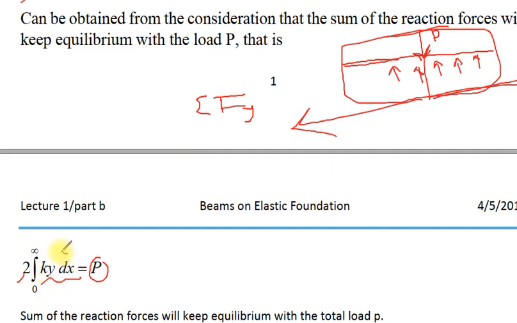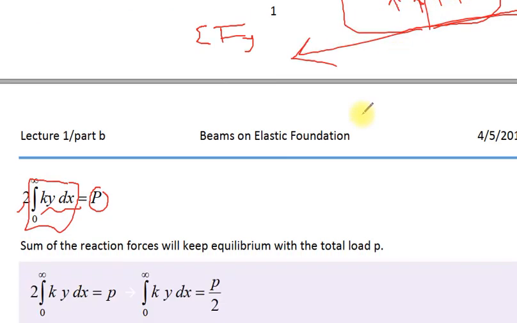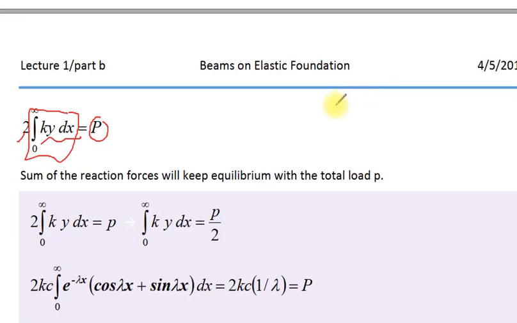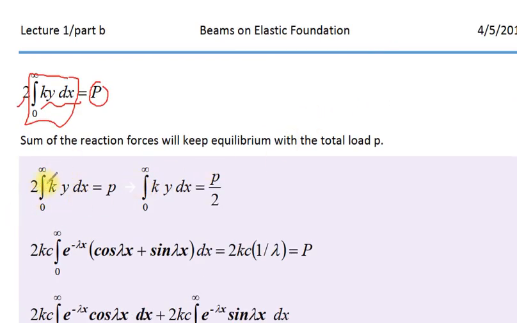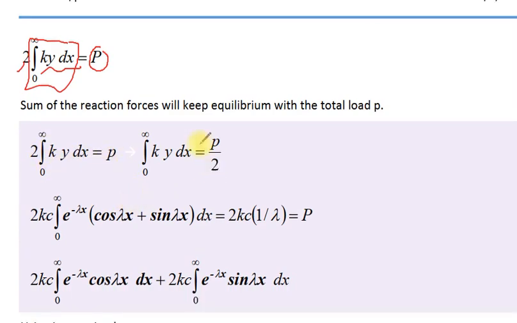Ky dx is the reaction of the soil. Now the integral from 0 to infinity of Ky dx equals P. From this equation, after some modification, we get the integral of Ky dx equal to P over 2.